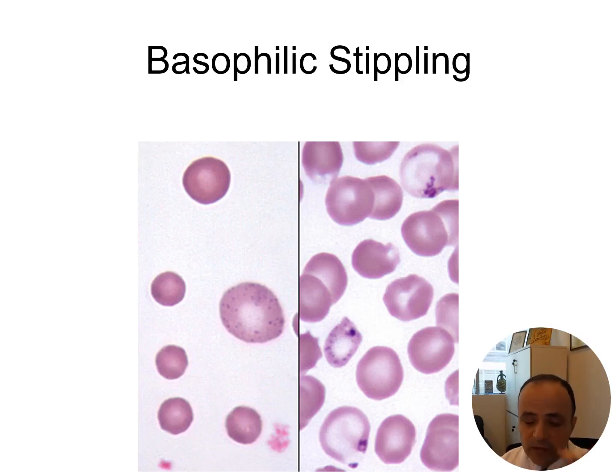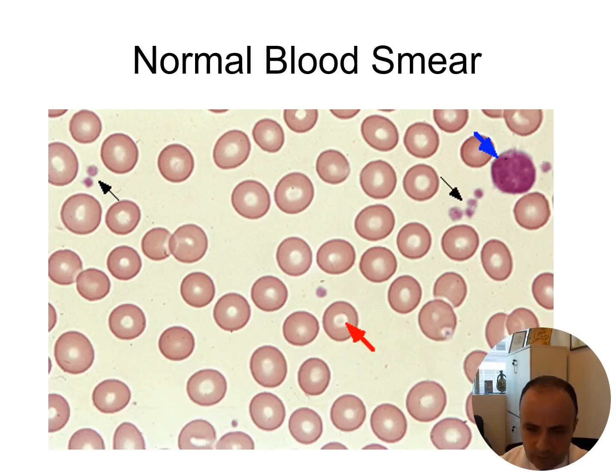And this is a picture of the basophilic stippling, essentially these bluish dots that you see at the periphery of the red cells because of the early release of the red cells. You've seen this slide in the previous lecture.